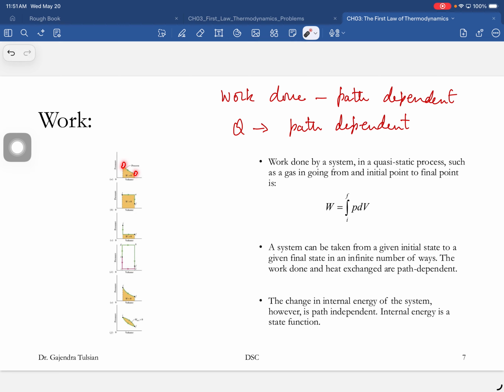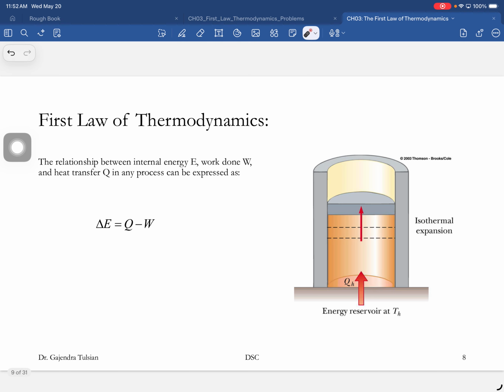Now we'll look at an isothermal expansion. What is an isothermal expansion? Constant temperature, isothermal. So you're moving along a hyperbola on the PV diagram. When you expand, the work done by the expanding gas is this area.